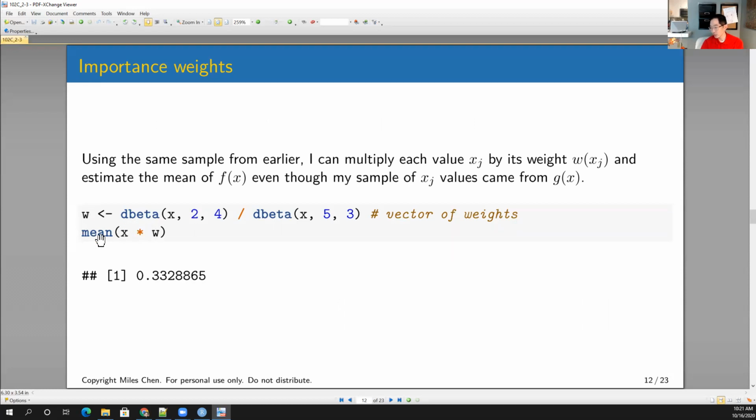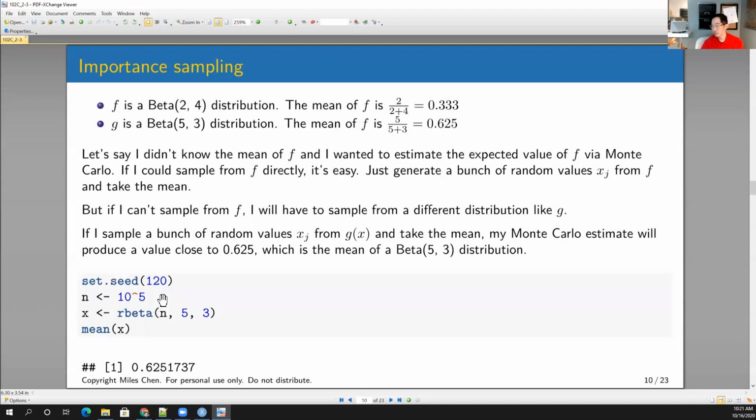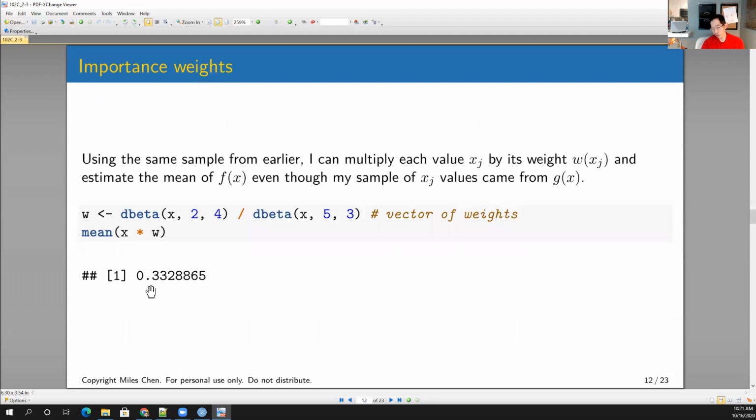and then I just take X and multiply it by W, and when I calculate the mean, I get something a lot closer to the true mean. Okay, so the true mean is 0.333, or 1/3. And my X values came from the beta 5,3 distribution, which has a mean of 0.625. And using those exact same values, I didn't resample X or anything, if I just modify X by multiplying by their weight, the mean ends up being 0.333 or something very close to the true mean.